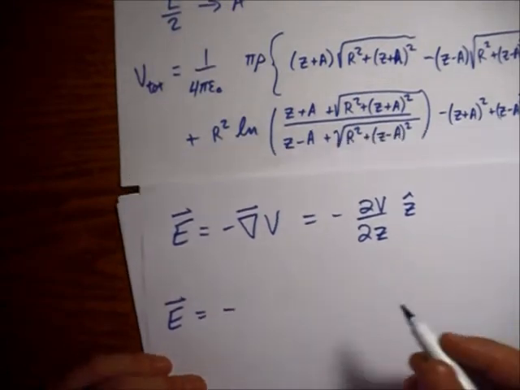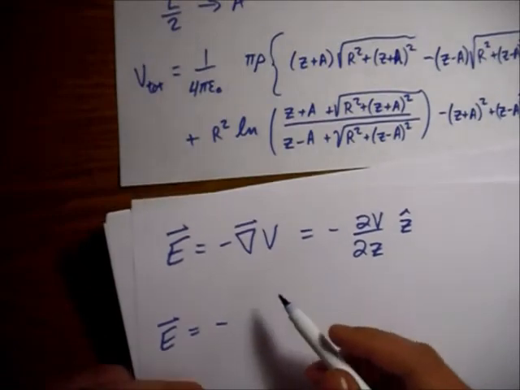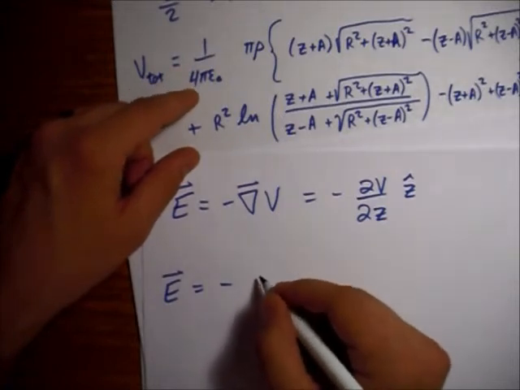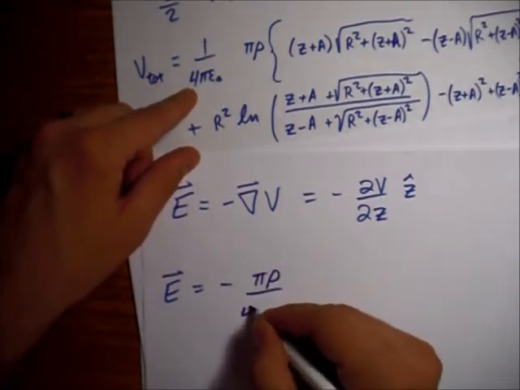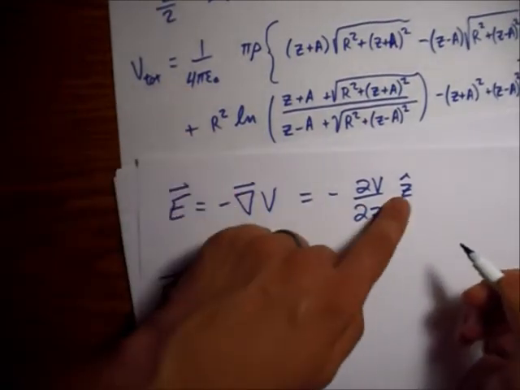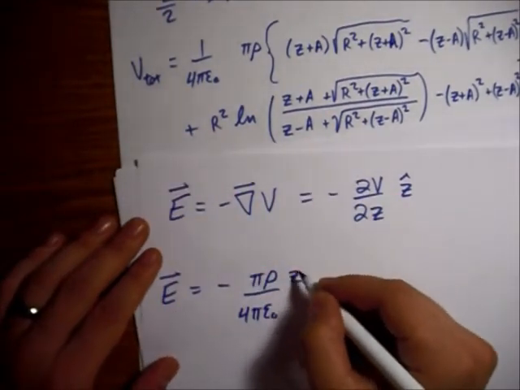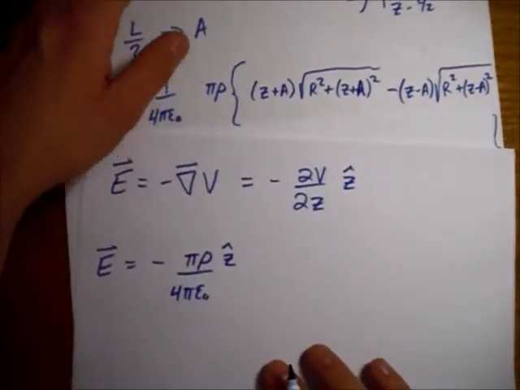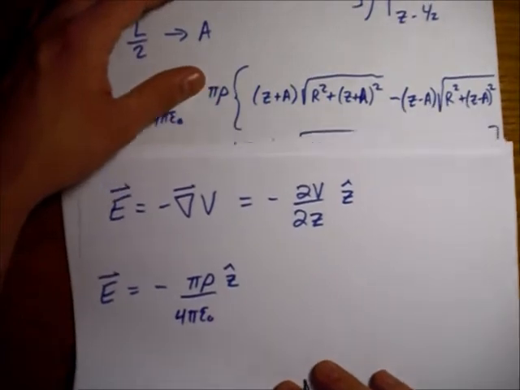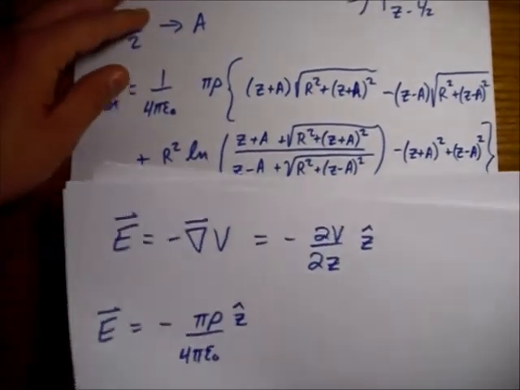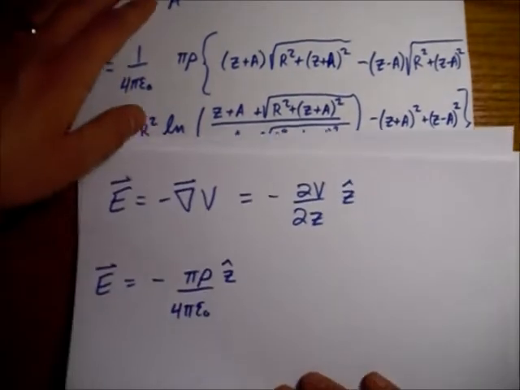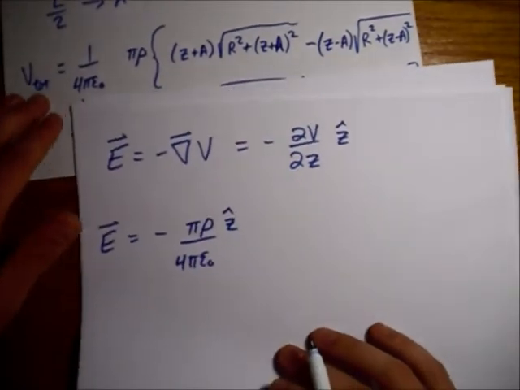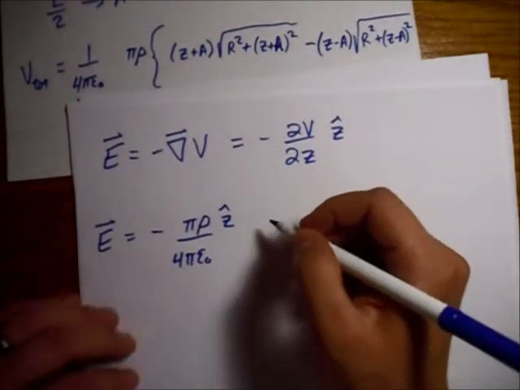So we have a minus sign out front. We'll have our pi rho over 4 pi epsilon naught. And let's go ahead and put our z hat vector out here too. Okay. This is going to be a huge mess. I'm not sure if we have time to go through all this, but okay, we'll start right here with this term.